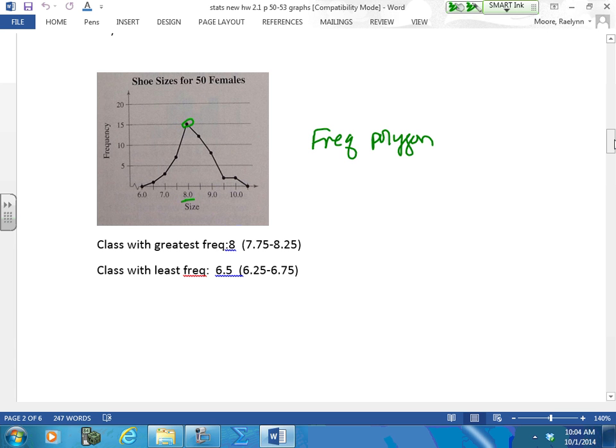The class with the least frequency, the smallest, doesn't count this one or this one. Because remember you have to expand them on the ends, so it doesn't count those. So it looks like this guy is your least frequency. So what's between 6 and 7? 6.5. Everybody's good with these?